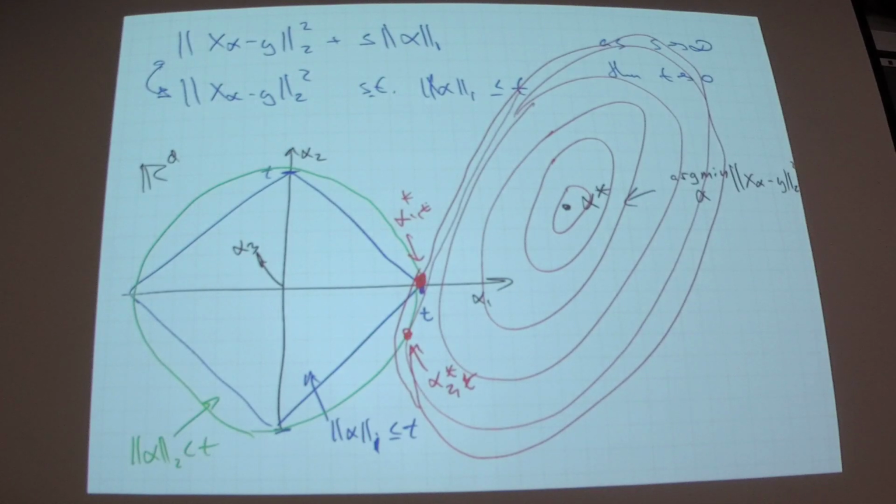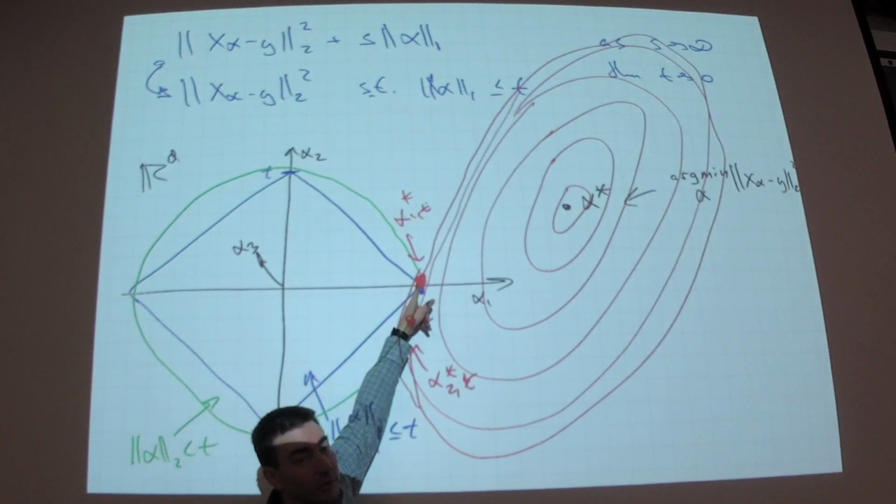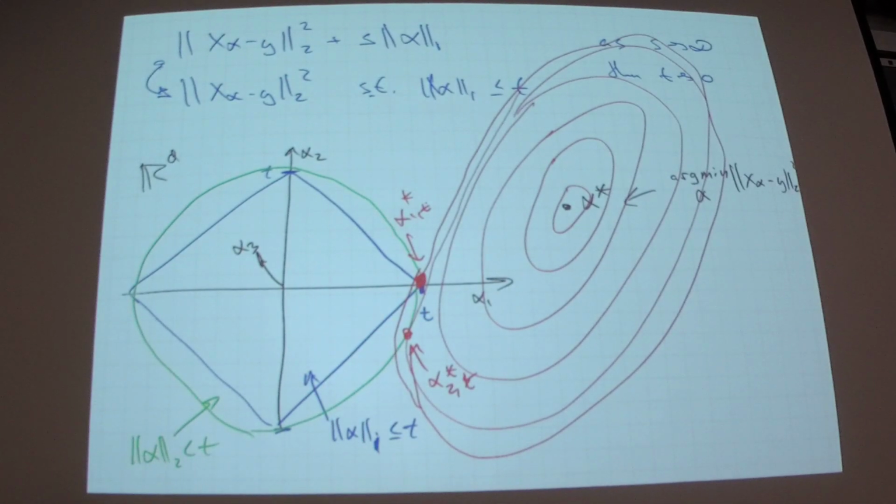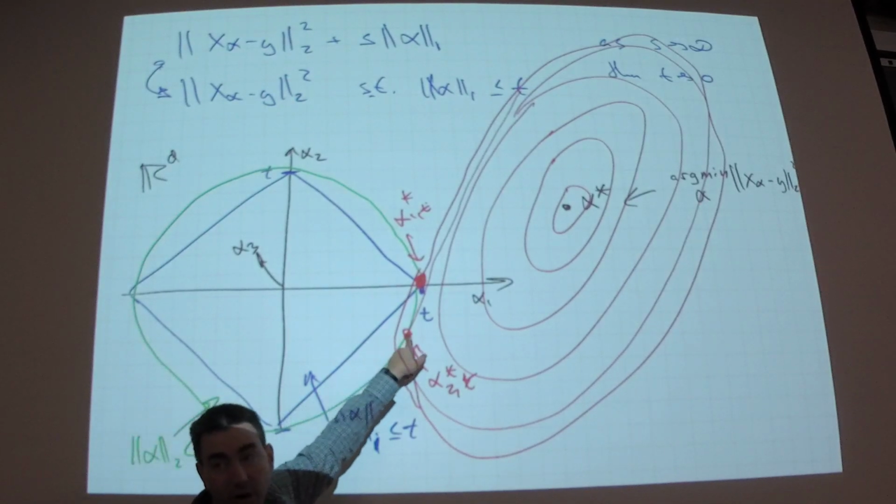Okay, so this is kind of the picture of what's going on here. This picture should help illustrate why sparsity is being induced. What is particular about this point here? It's on the x-axis, which means the y-coordinate, the alpha 2 coordinate, is 0, where this one is not 0.